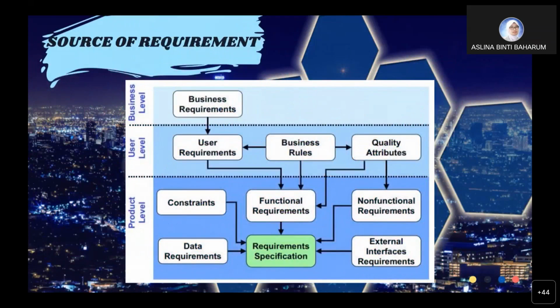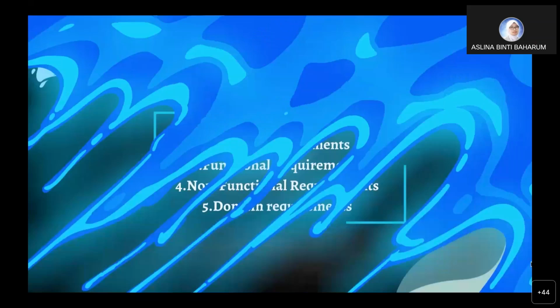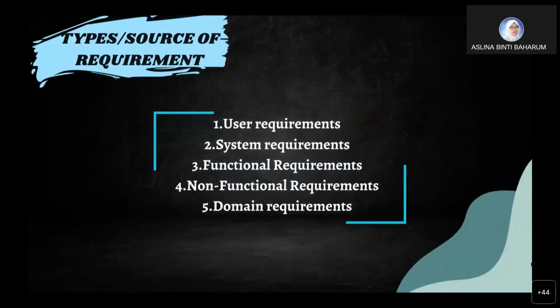Next, we have source of requirement. In source of requirement, we have 3 levels: business level, user level, and product level. All these 3 levels are tied to one another, as you can see in our paragraph that we have here. Next, we have type of requirement, which is the key part of the source of requirement. We have user requirements, system requirements, functional requirements, non-functional requirements, and domain requirements.